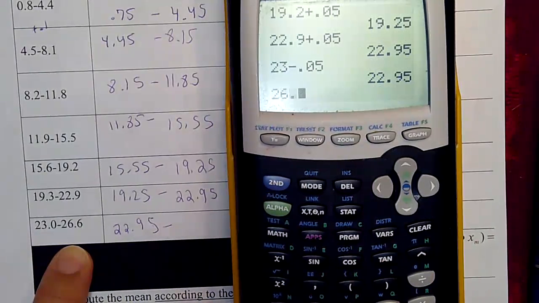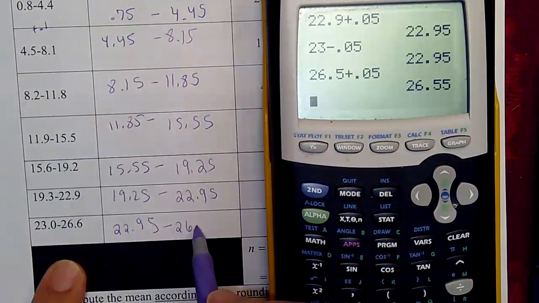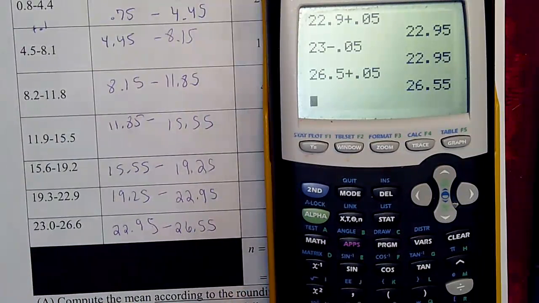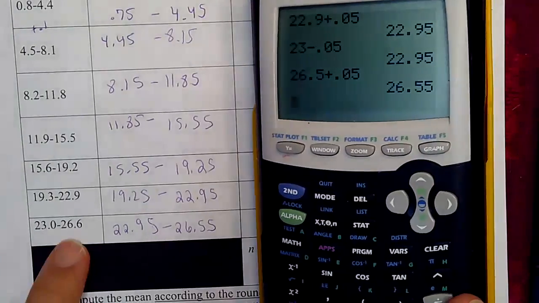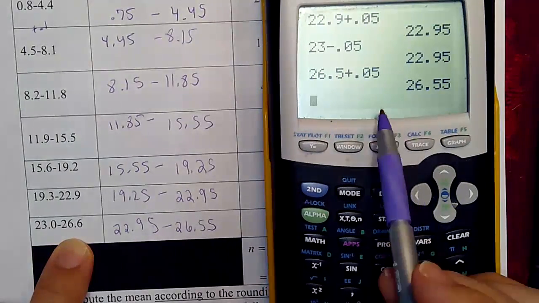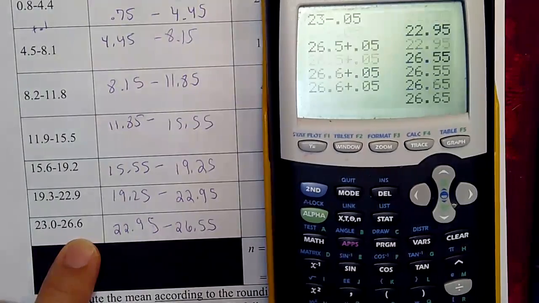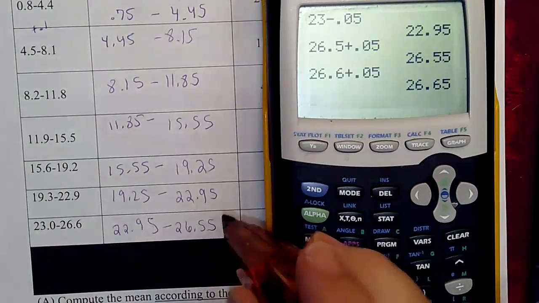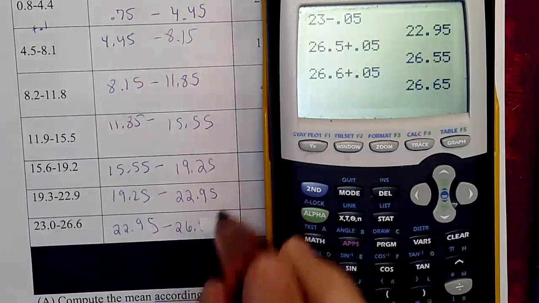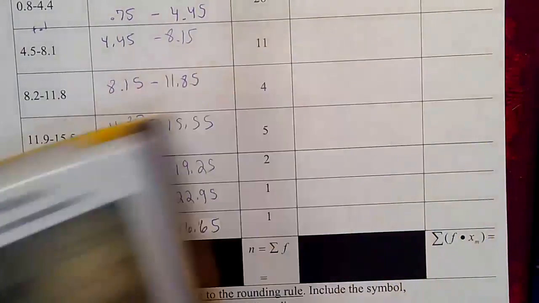And then 26.5 plus 0.05 is 26.55. Let me double check that. Oh, it's 26.6. See that? So you have to be careful. 26.6 plus 0.05 is 26.65. You see, one little mistake there and it throws that off. But those are your class boundaries.